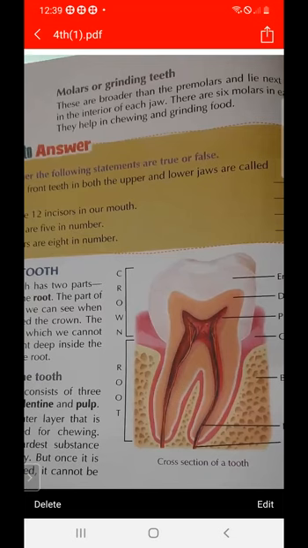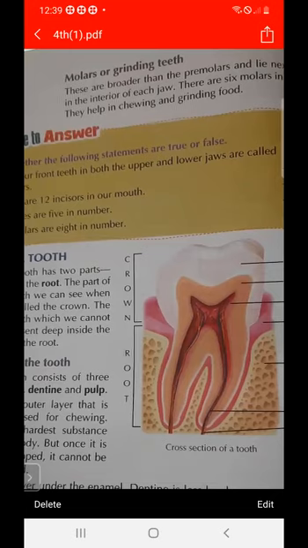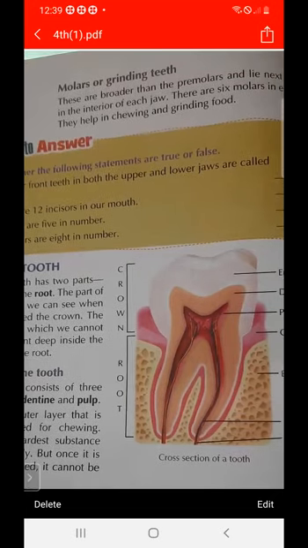And then premolars, they are 8. And what is the number of molars? They are 12. They are also called the grinding teeth. Why are they called grinding teeth? Because they help in grinding the food, which we have discussed in the last lecture.